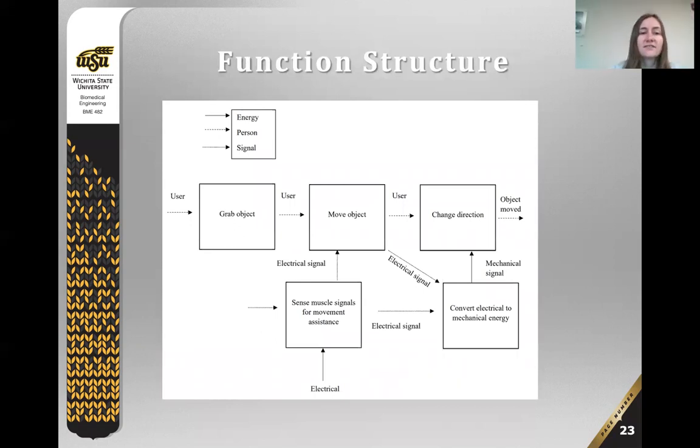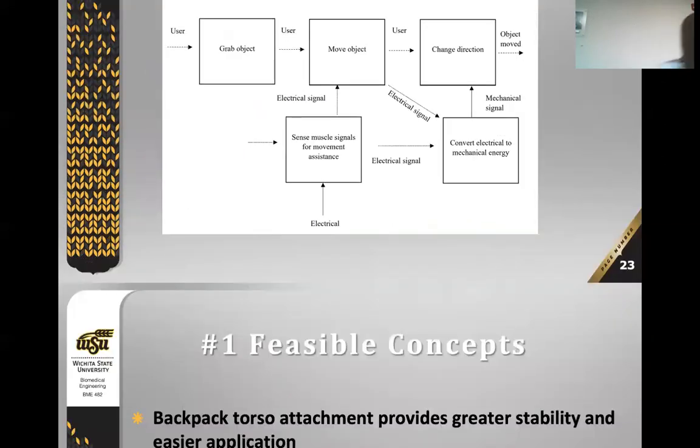The functions of this device are shown here in the function structure. The person reaches for the object they want to pick up and grabs it. The person then attempts to move the object. Once the person grabs the object, the device measures muscle activity from the signals. The device then converts electrical energy to mechanical energy. The object moves according to muscle signals received. Potential energy is now kinetic energy. The person then changes direction with assistance from the device.